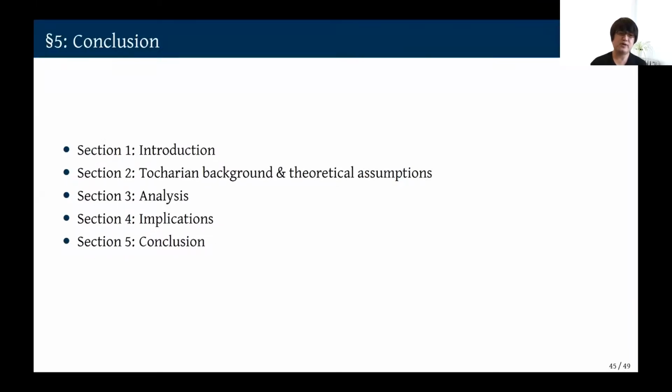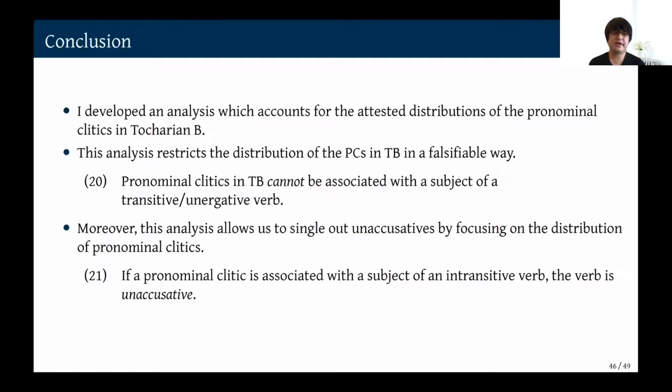So to conclude, in this paper, I developed an analysis which accounts for the attested distributions of the pronominal clitics in Tocharian B. And this analysis restricts the distribution of the PCs in Tocharian B in a falsifiable way. That is (20): pronominal clitics in TB cannot be associated with a subject of a transitive or an unergative verb. Moreover, this analysis allows us to single out unaccusatives by focusing on the distribution of pronominal clitics. So if a pronominal clitic is associated with a subject of an intransitive verb, then the verb is unaccusative.